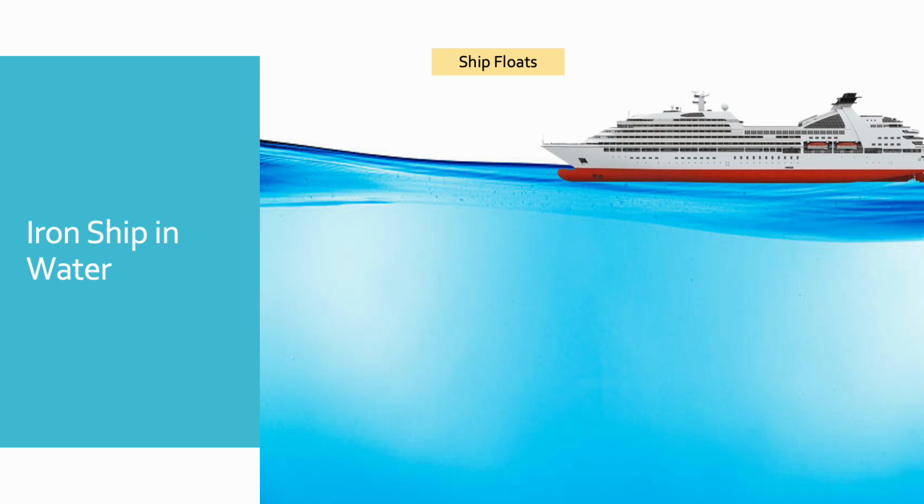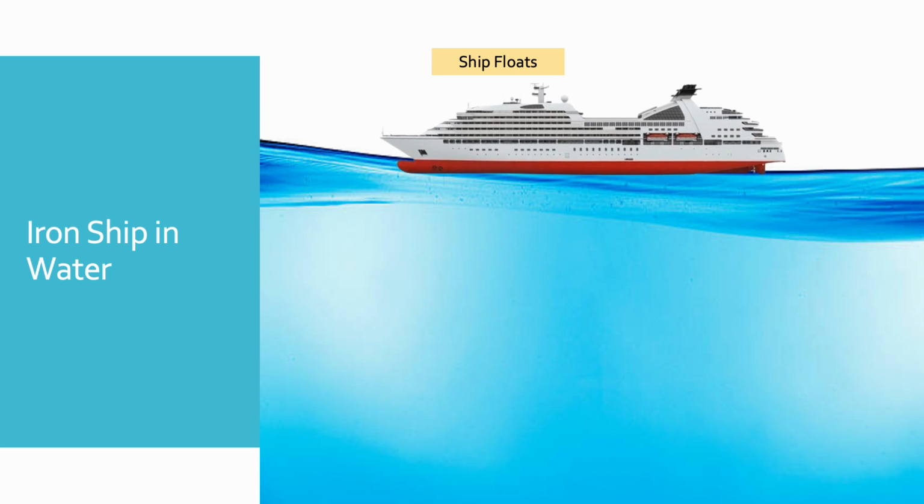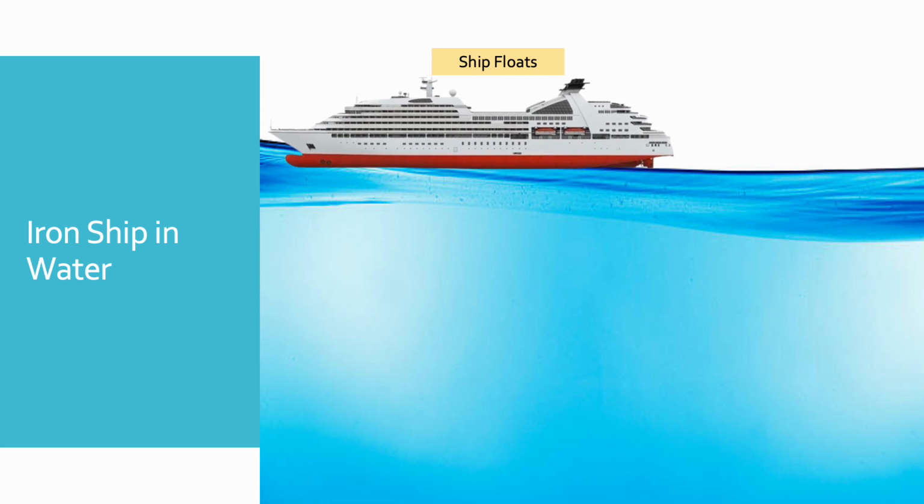But now here is something that seems like a mystery. We just saw an iron nail sink, and now we have an iron ship, which is much bigger and much heavier, and guess what? The ship floats. How can that happen? It's made of iron too, right? Well, the answer lies in the design of the ship and how density works with volume. Let's look closer in the next slide.